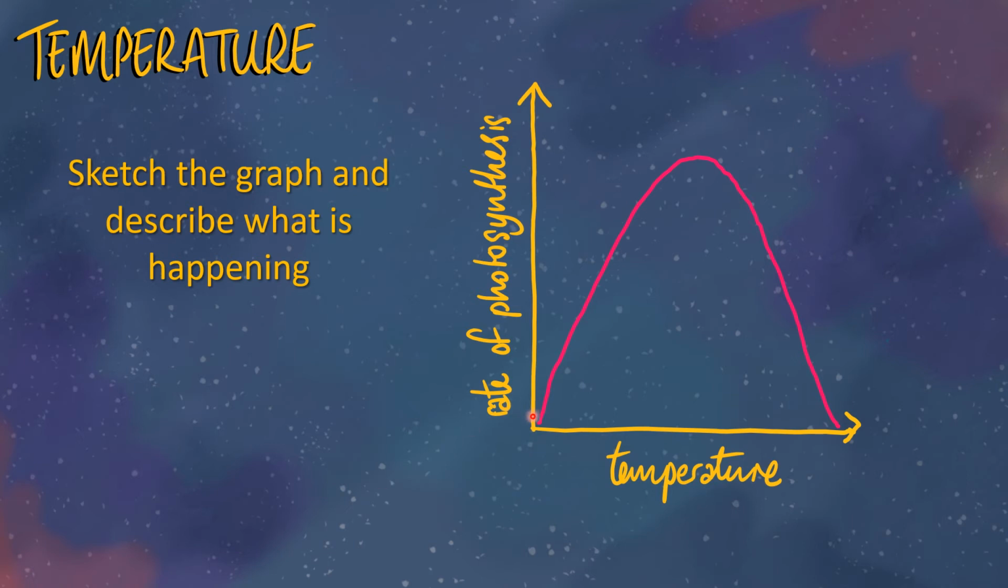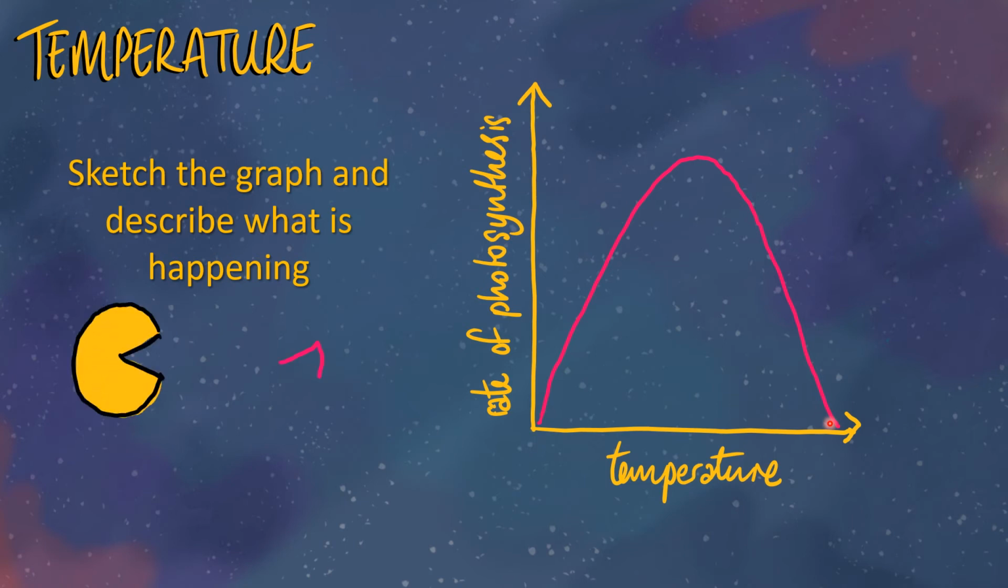So carbon dioxide and light intensity were the same. They went up and tapered off. This, however, goes up until a point, and then it goes all the way back down to 0. So it's increasing the rate of photosynthesis, and then it will drop all the way to no photosynthesis at all. And the reason for this is because of enzymes.